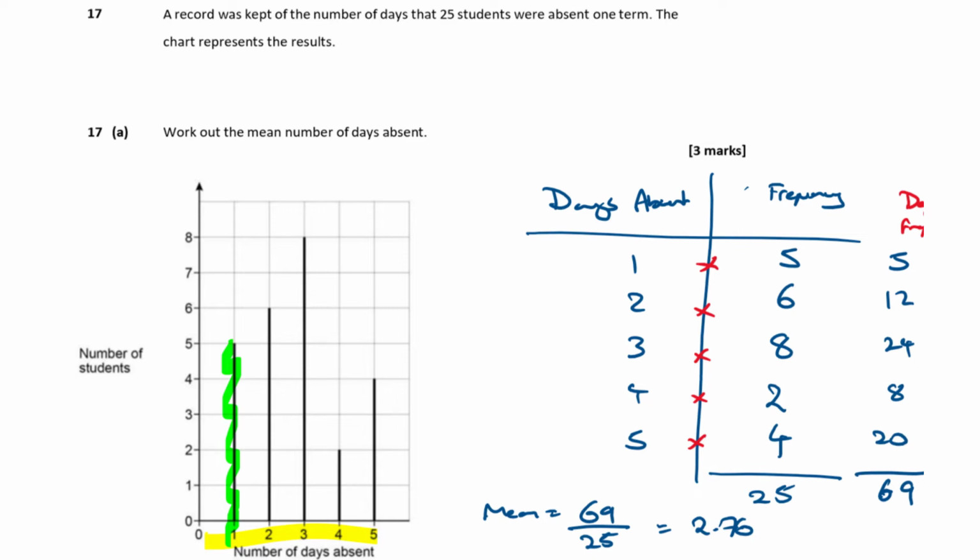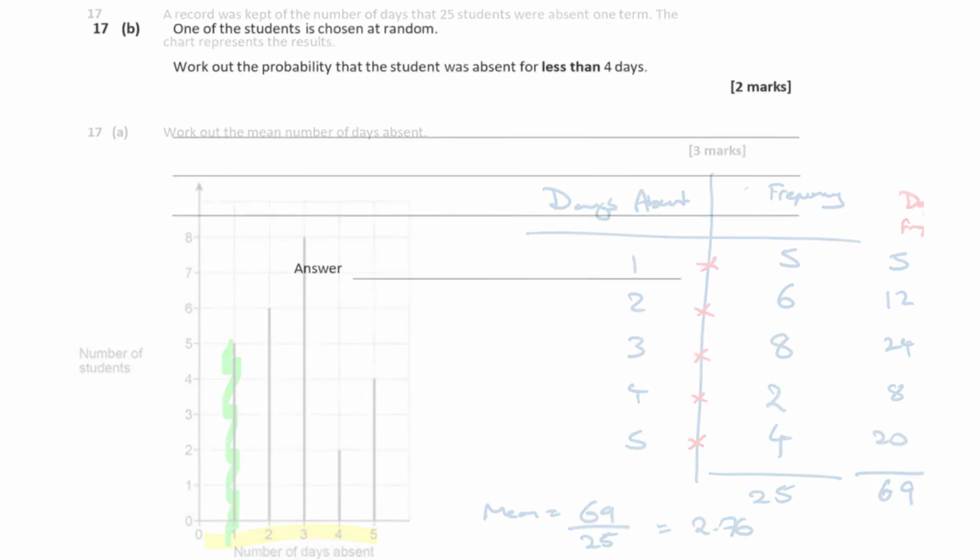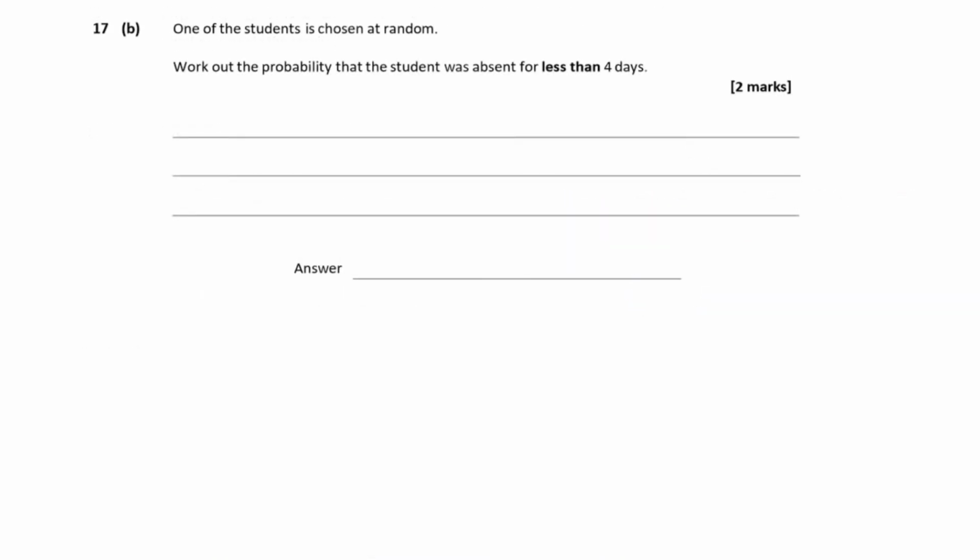Okay? So that's a bit tricky, that one. You really do need to do the table, I think, and then do the multiplying. Normally you would do this on a grid like this, so giving it to you as a table like that was a bit tricksy. 17b says one of the students is chosen at random. Work out the probability that the student was absent for less than 4 days.